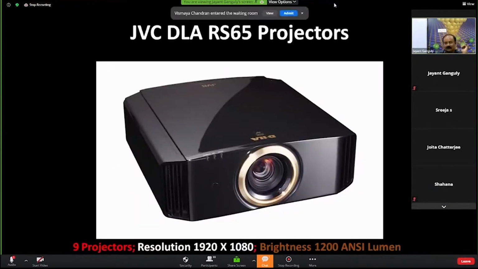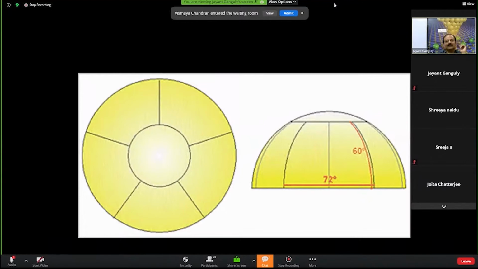This is one of the projectors. We have 9 projectors and the optomechanical device which I have already shown you. So based on all these things, this is all about the hybrid system.